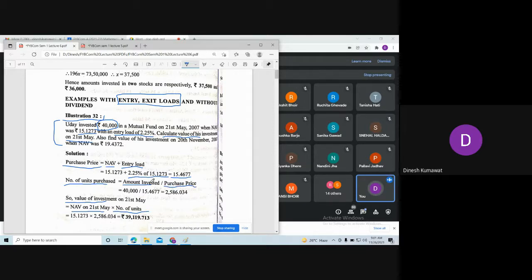See, for this formula we want purchase price. That's why initially we have calculated the purchase price. So amount invested is how much? 40,000. So you divide this 40,000 by the purchase price which we just obtained. And please put your answer in the chat box. And don't see the answer in the book because it might happen that this answer may be correct, may be incorrect.